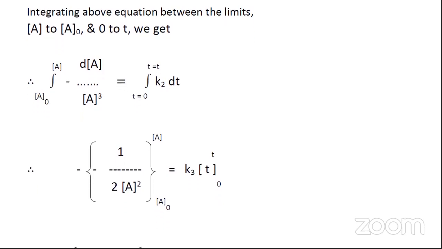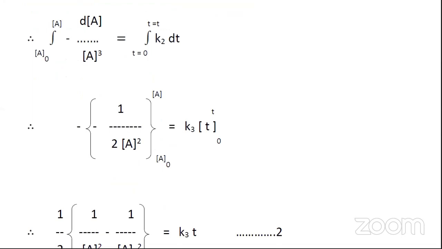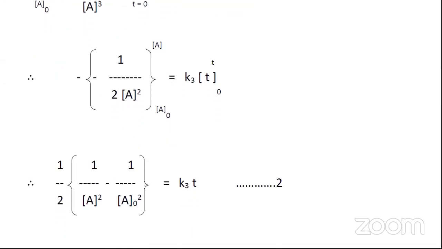Now integration of 1 upon A cube dA is equal to 1 upon 2 A square. So 1 upon 1 half into 1 upon A square, upper limit a and lower limit a0, is equal to k3 times t, upper limit t and lower limit 0. Put the limits, upper limit minus lower limit, the minus signs will cancel out here. Take 1 half common. So upper limit 1 upon A square minus lower limit 1 upon a0 square is equal to k3 t minus 0, which is t. This is equation number 2.